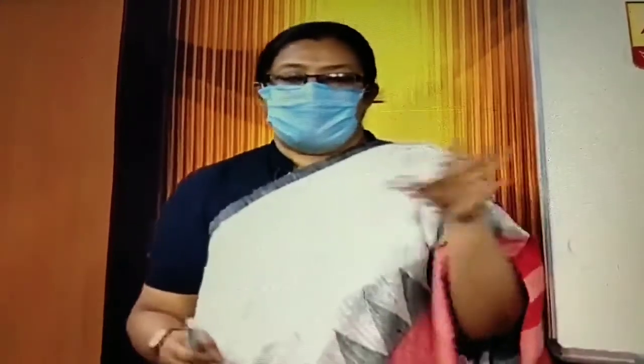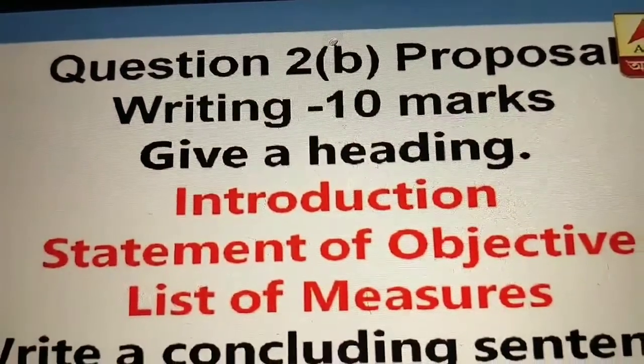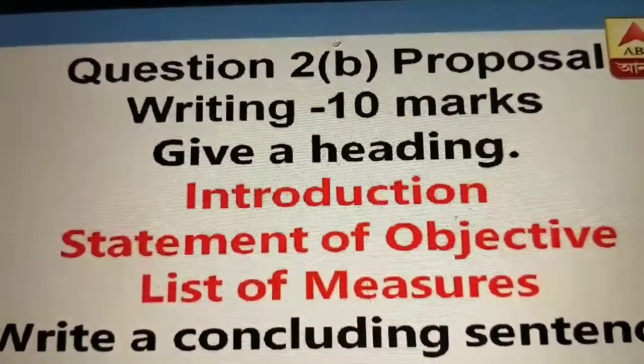Now what do you do with the proposal? If I can get back to the slide again, I'll tell you why I have written certain things in black and certain things in red. The slide please, for the proposal writing, question number 2B. You see, you give a heading. Now the things written in black are the things you have to include in the proposal.